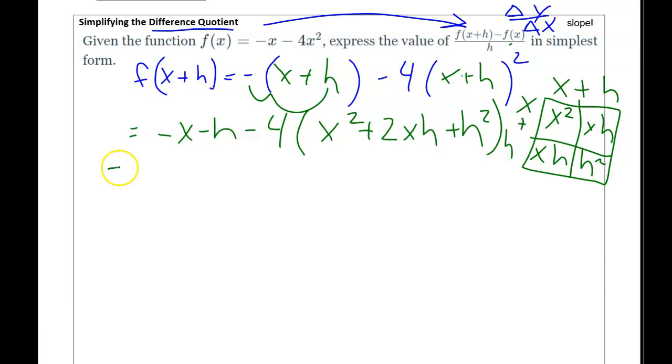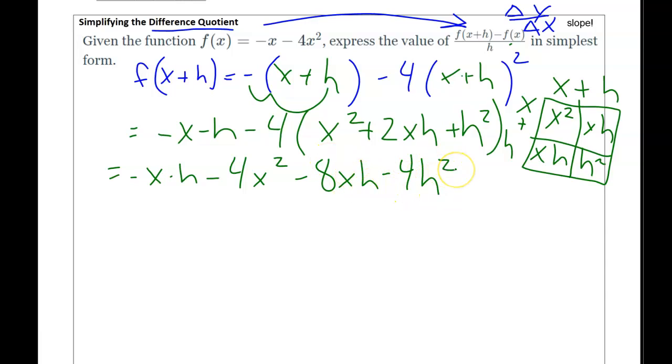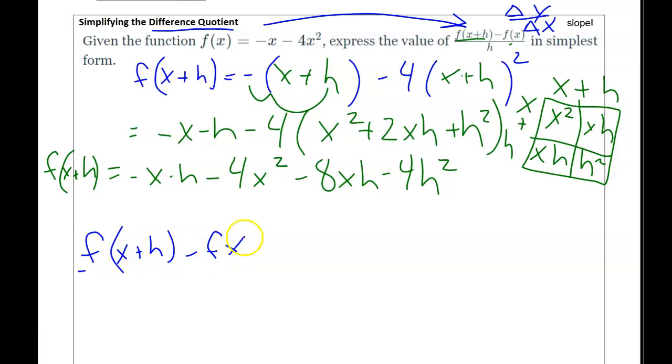And then now I just distribute. So negative x, negative h is chilling, and then negative 4 gets distributed throughout. So negative 4x squared minus 8xh minus 4h squared. Remember, this is f of x plus h. So I'm not done, but I'm most of the way there. What we are finding, the difference quotient, is f of x plus h minus f of x over h.